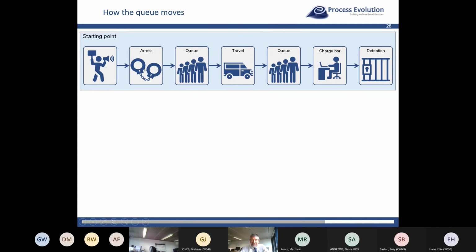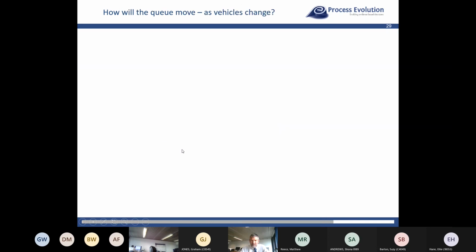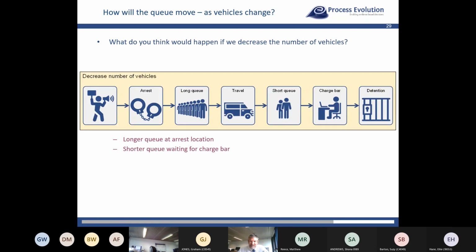So if we start with the starting point of protest, arrest, queue, travel, queue, charge bar, detention, in a balanced system, the queues should be fairly manageable. But we can ask the question, how will the queue move as the vehicles change? So what do you think would happen if we decrease the number of vehicles, for example? Because we're pushed for time, I won't wait too long for an answer. But if we decrease the number of vehicles, we're going to get a shorter queue at the booking in point, but a longer queue of people waiting for vehicles, which doesn't sound too much of a difficult question.